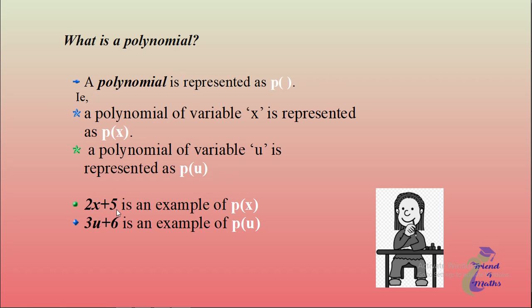Next, 2x plus 5 is an example of P of x. That means 2x plus 5 is a polynomial of the variable x, and it can be represented as P of x equal to 2x plus 5. Next, 3u plus 6 is an example of P of u. That is, 3u plus 6 is a polynomial of variable u, and it can be represented as P of u equal to 3u plus 6.